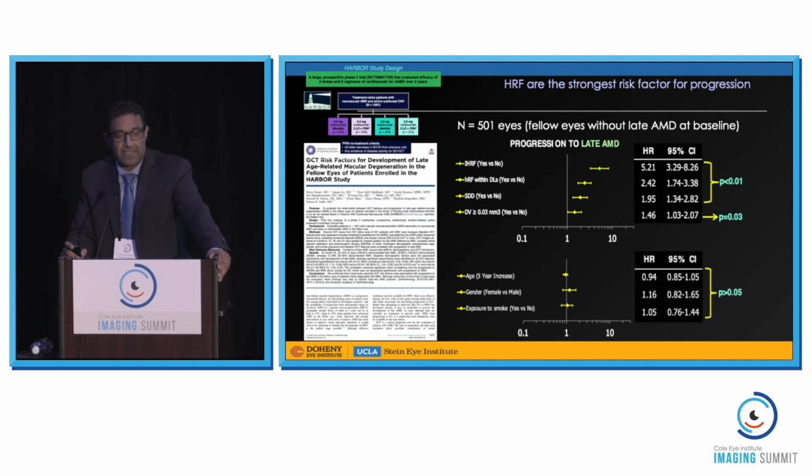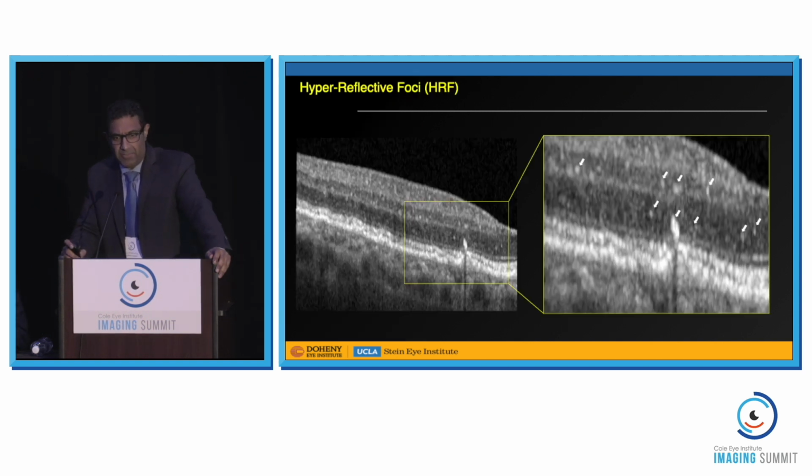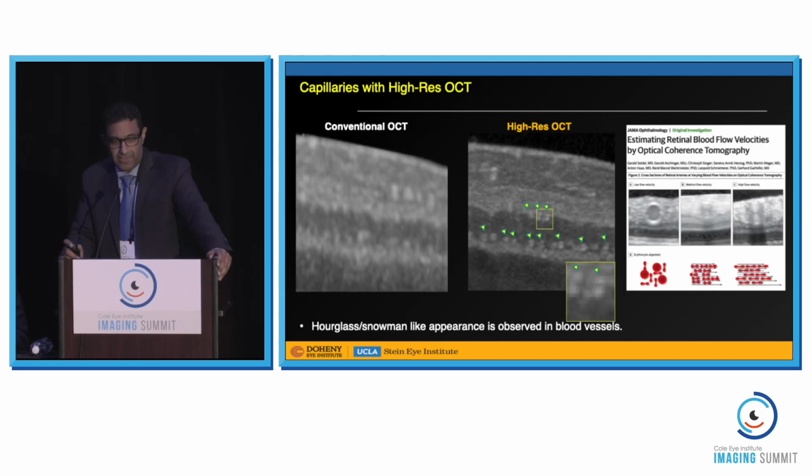And in fact, study after study has demonstrated that all of these different biomarkers that Justice pointed out are important, but hyperreflective foci consistently come out as the most important predictor in terms of risk for progression to advanced AMD. And these hyperreflective foci, of course, have a very characteristic appearance, but you can appreciate that there are a whole bunch of little hyperreflective dots that I've highlighted in this standard, pretty good quality OCT image.